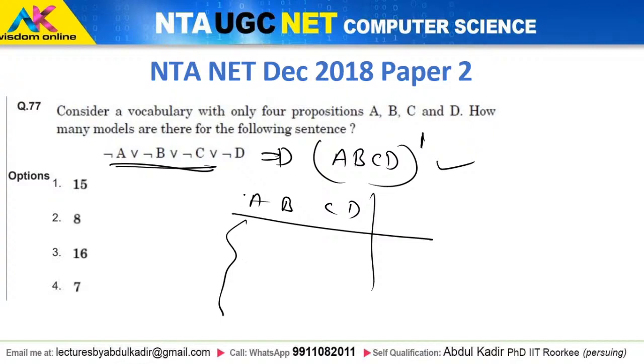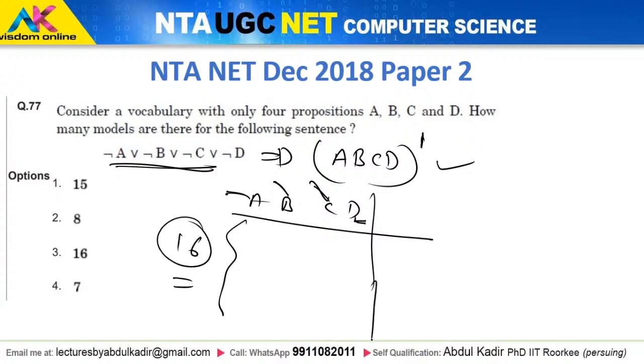There will be 16. Why? A has 2 possibilities, B has 2, C has 2, D has 2. What are the 2 possibilities for A? 0 or 1. For B? 0 or 1. For C? 0 or 1. For D? 0 or 1. So finally you have a total of 16 possibilities.